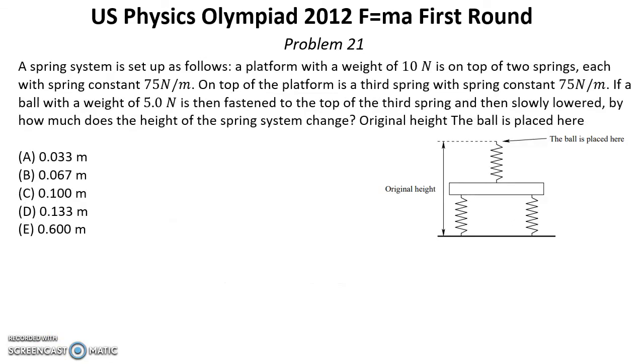Problem number 21. A spring system is set up as follows. A platform with a weight of 10 newtons is on the top of two springs, each with a spring constant 75 newtons per meter. On top of the platform is a third spring with a spring constant 75 newtons per meter. If a ball with a weight of 5 newtons is then fastened to the top of the third spring and then slowly lowered, by how much does the height of the spring system change?